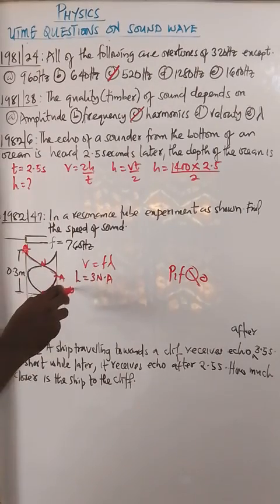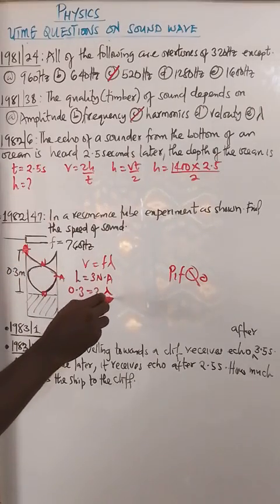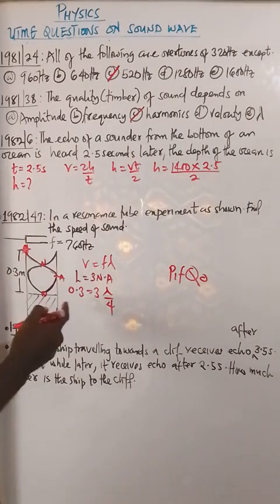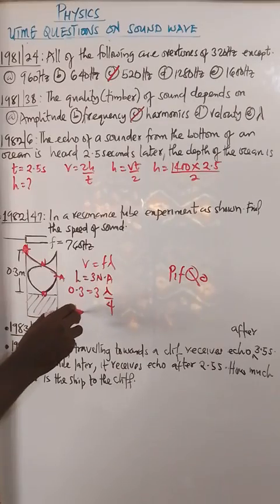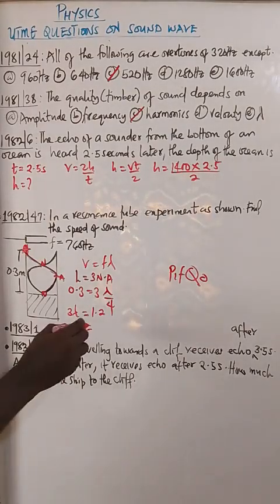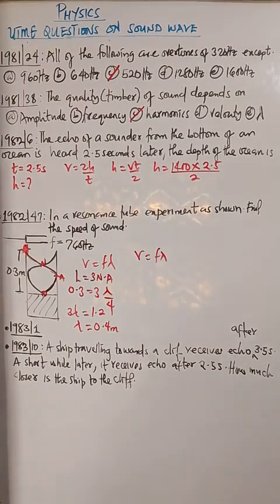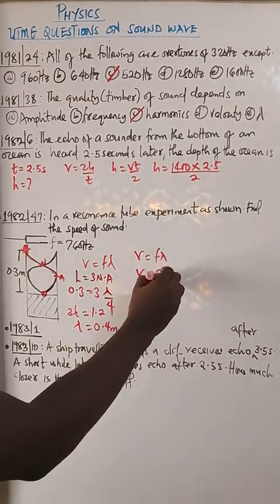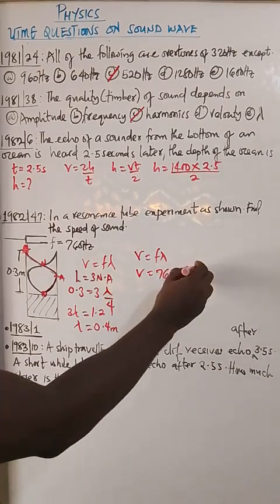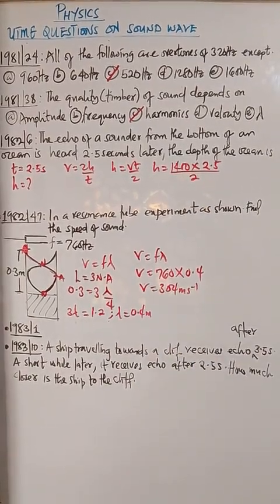The length is given as 0.3 meter. 3 node-antinode is what? Lambda divided by 4 each. So from here, 3 lambda over 4 equals 0.3; if you multiply both sides by 4 and divide by 3, we get the wavelength to be equal to 0.4. Then we can get the velocity V, which is F lambda. The frequency is 760, and the wavelength is 0.4, and our final answer is 304 meters per second.